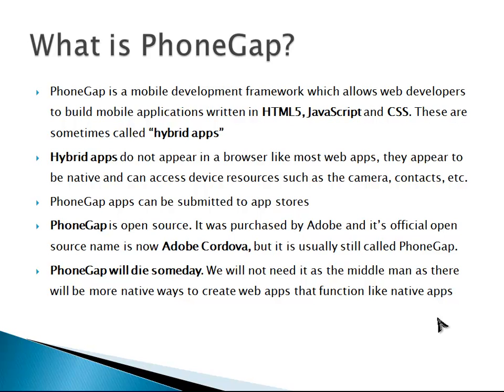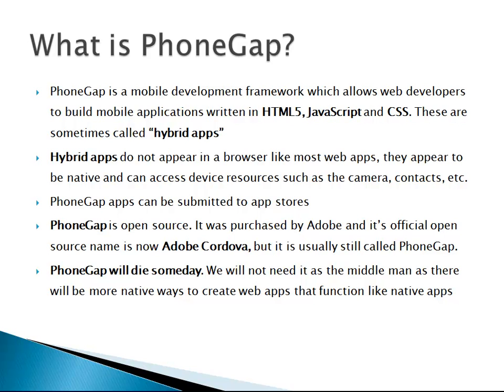So the camera, the phone contacts, geolocation, storage. It allows us to access all that stuff through HTML5 and JavaScript. And PhoneGap apps can be submitted to app stores, so they can go on the Apple Store or Google Play or the BlackBerry App Store. PhoneGap is open source and free. It was purchased by Adobe, and its official open source name is now Adobe Cordova, but it's still called PhoneGap. It's still known as PhoneGap.